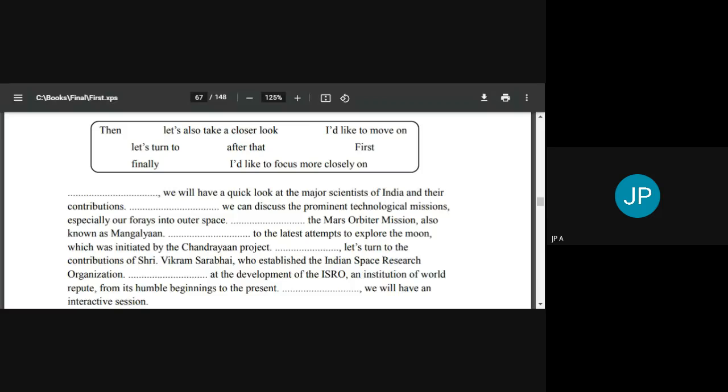So this is the introductory paragraph which gives the structure of the presentation. There are certain words which are left out, which are there in the box. You can use those words and fill up the blanks. Okay, so this is an activity which you can do yourself easily. So when you begin, what is the word that we will use? You can use the words from the box.